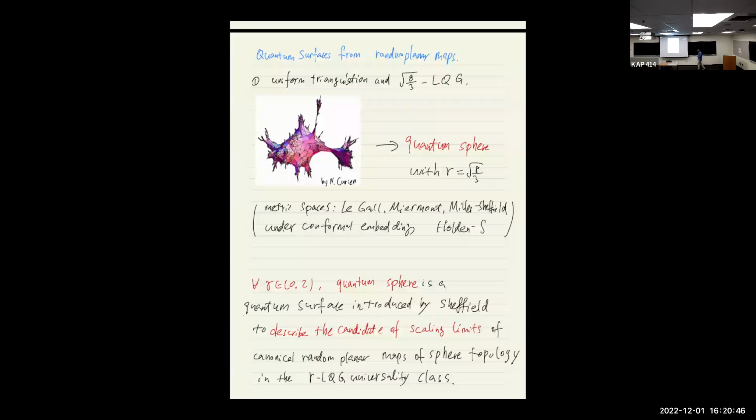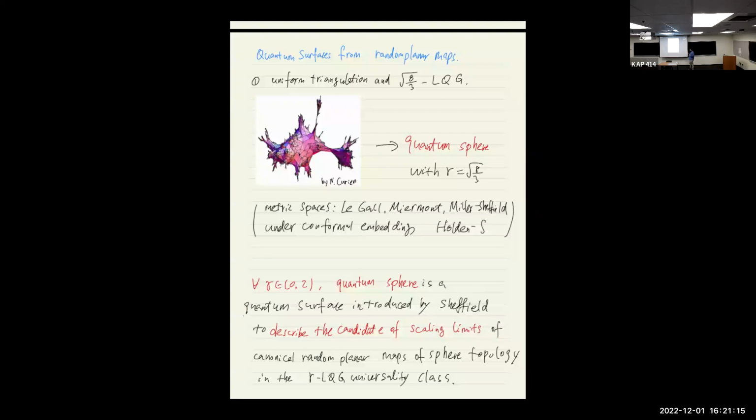Okay, so this is the quantum sphere with gamma equal to square root of a third, and it is this relation that allows us to show that the dimension for Liouville quantum gravity when gamma equals this is equal to 4. But for any other gamma, this is still open. The dimension of this random geometry is still open. And more generally, for any gamma parameter, there is a notion of quantum sphere.